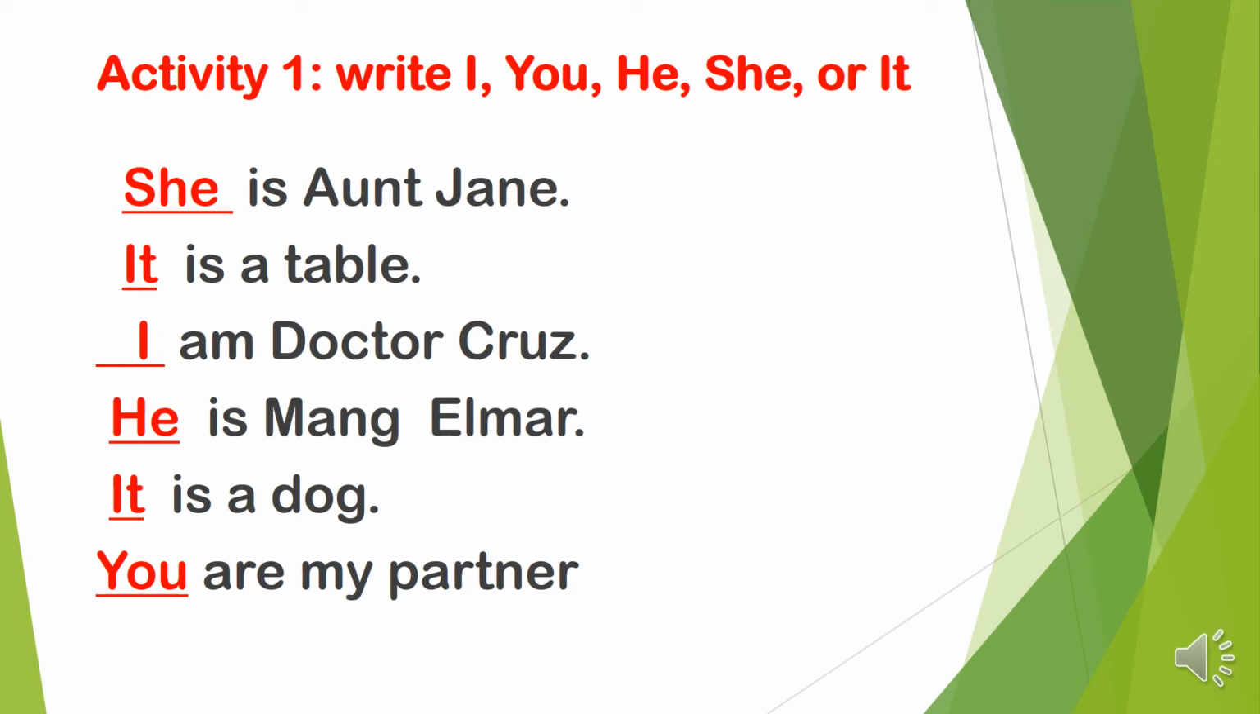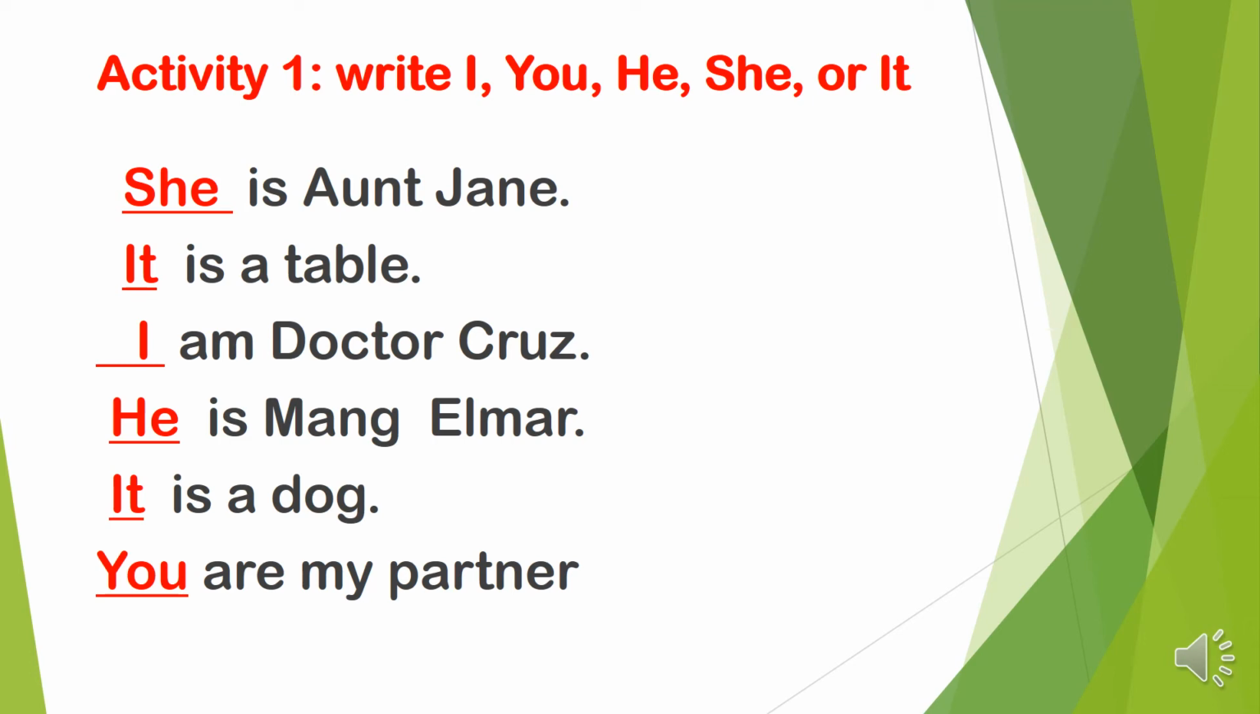Next, blank is Mang Elmar, or Mang Canor, Mang Marcos, like that. Mang Elmar is a boy, so we're going to choose he, because he, remember, refers to a boy or a man. Right, my dear viewers? It's very clear and interesting how to choose the right personal pronouns in the following sentences. Next, blank is a dog. It might be a cat, it might be like that, but it refers to animals, so you are going to choose it automatically, class. Why? It refers to an animal.